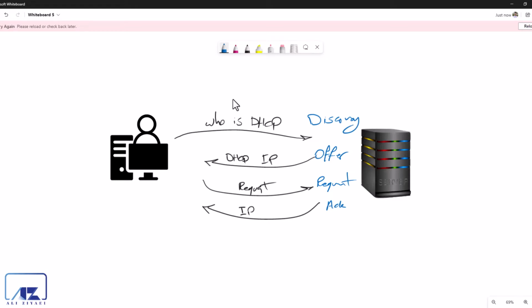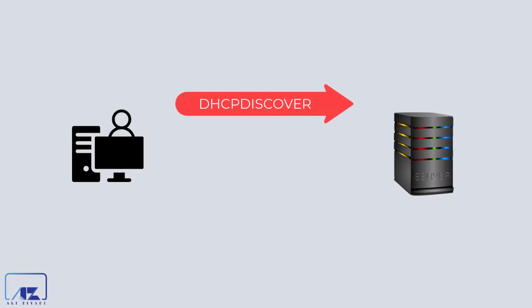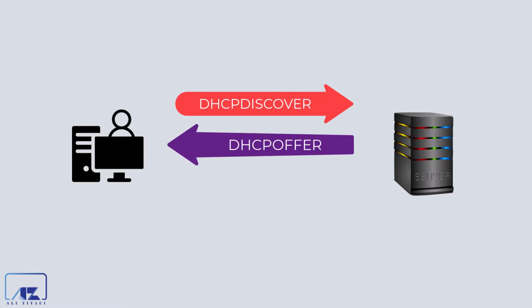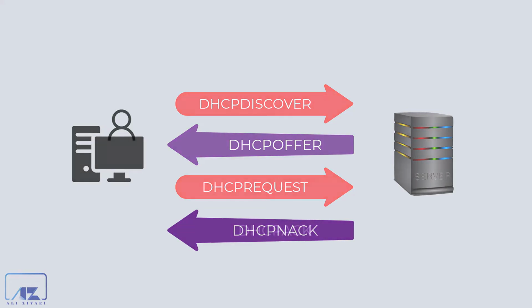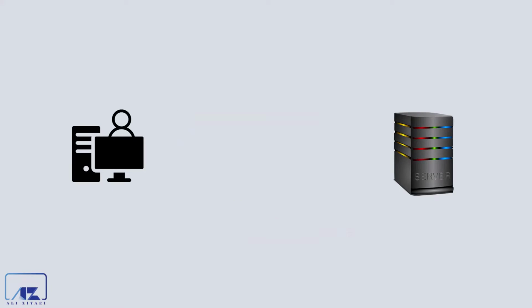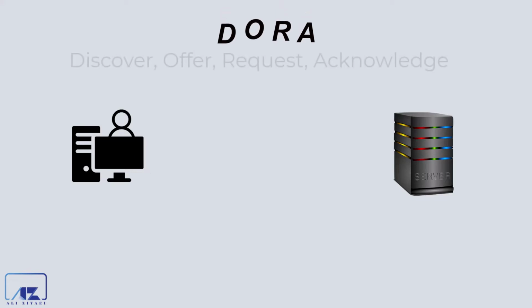Now let's have a more technical look at the process. The client sends a DHCP Discover, DHCP servers respond back with a DHCP Offer, the client accepts the offer and responds with a DHCP Request, and finally the DHCP server accepts by DHCP ACK. And if for any reason DHCP cannot lease the previously offered IP address, it will send out a NACK, or not acknowledge packet. The 4 steps in generating an IP address lease in DHCP are DORA.